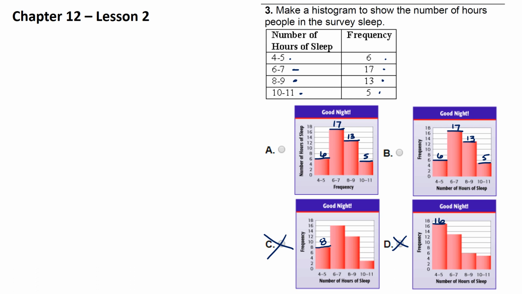Now, we have two choices, A and B. So what is our problem here? Because it looks like they're the same chart. Well, here is our problem, okay? Notice how this one says frequency and then number of hours of sleep, and this one says number of hours of sleep and frequency. So which is correct? Well, A is the one that is correct, okay, because we have frequency here, okay?